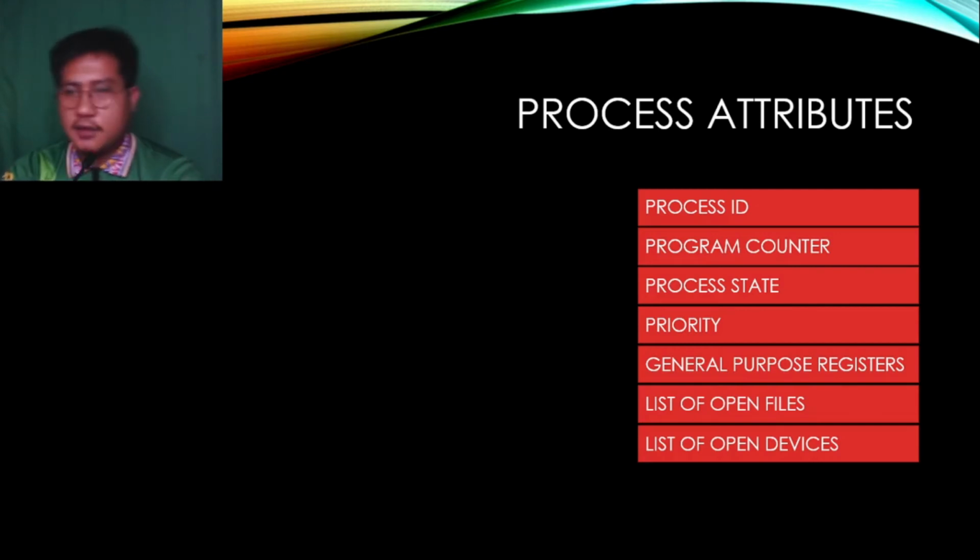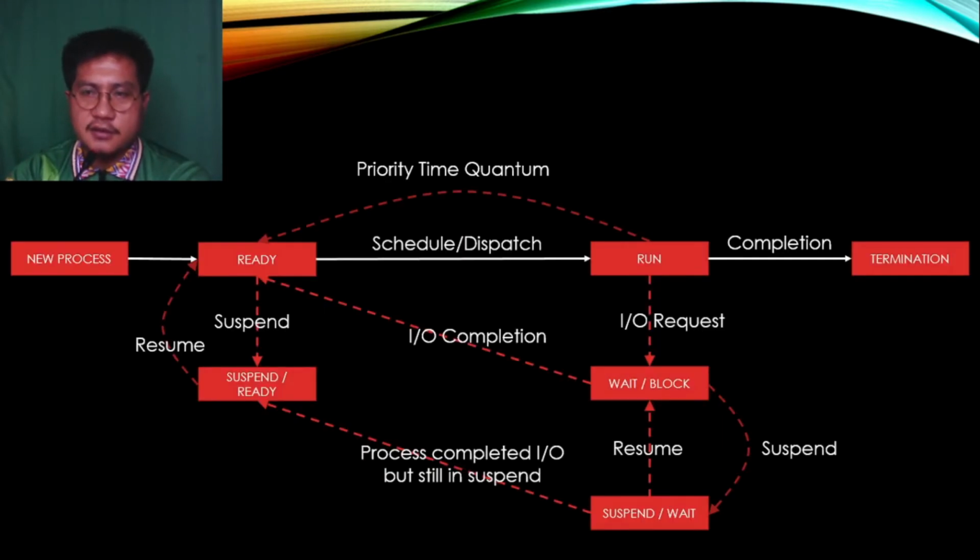So these are the complete process attributes. We have the process ID again, a program counter, a process state, priority, general purpose registers, list of open files, and list of open devices. Now I have here a sample diagram of the process of a process.